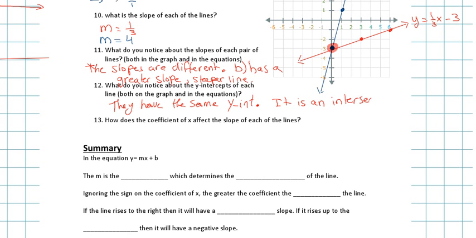Are we okay with this? If they did not have the same y-intercept, they would not intersect at that point. They will intersect somewhere else. How does the coefficient of x affect the slope of each line? So what is the coefficient of x here? It's the slope, right? So the coefficient of x is the slope.